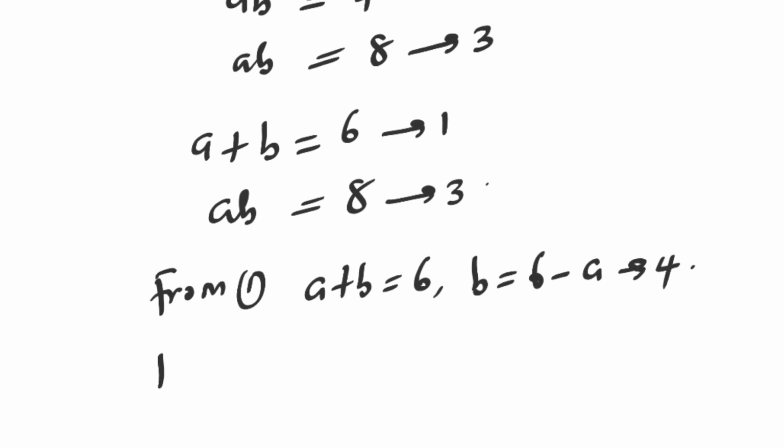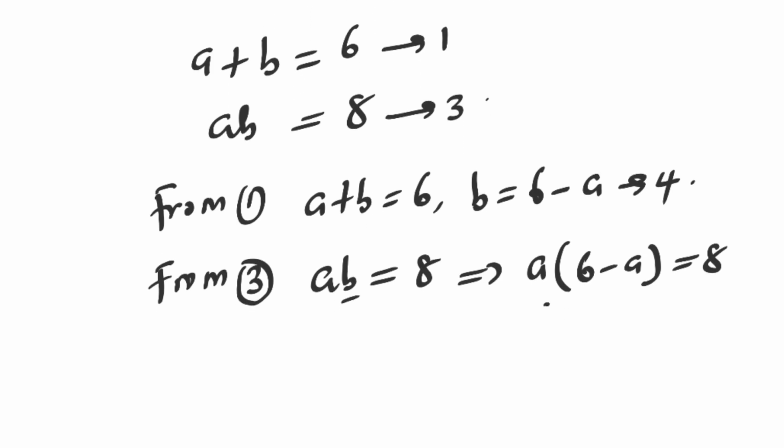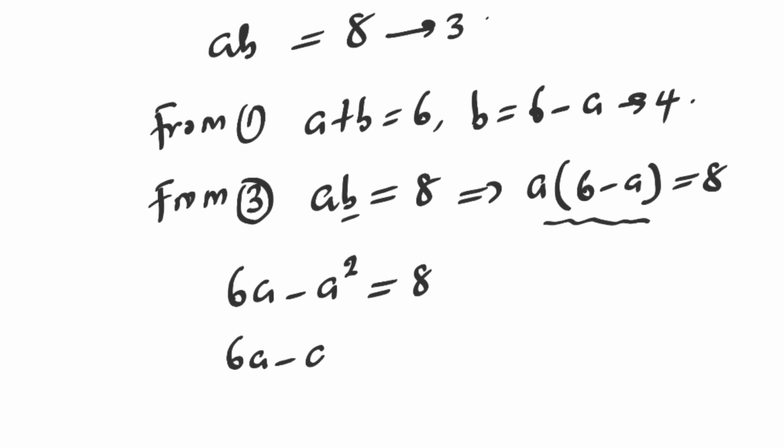And then from equation 3, ab is equal to 8. Let us substitute for b here. This can be written as a bracket 6 minus a is equal to 8. Then let's open the bracket here. We have a multiplied by 6, this is 6a, minus a multiplied by a, a squared, is equal to 8. Then we have 6a minus a squared minus 8 is equal to 0.